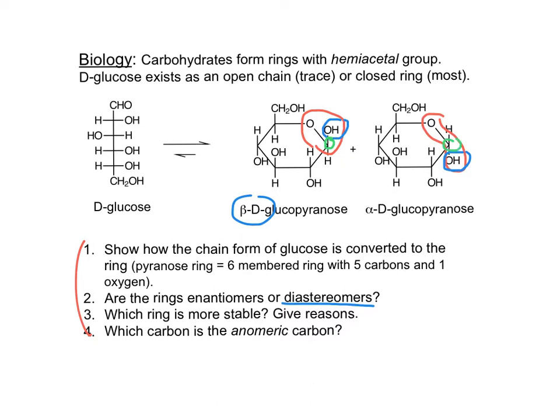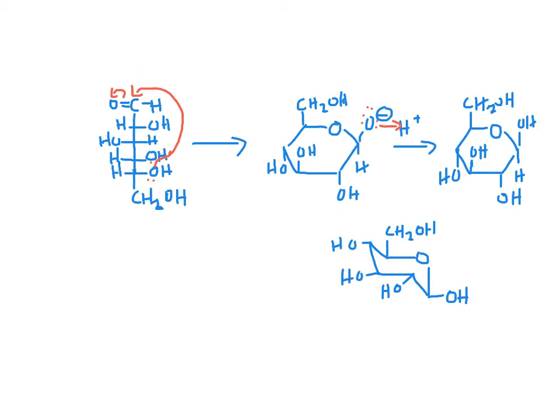And that carbon came from the carbonyl carbon. To form the 6-sided pyranose ring, this oxygen reacts with the carbonyl carbon to form the ring, and then proton transfer occurs to form the beta-D-glucopyranose. This OH is the same as that OH in the chair form, and note that it's in the equatorial position, which makes it more stable.